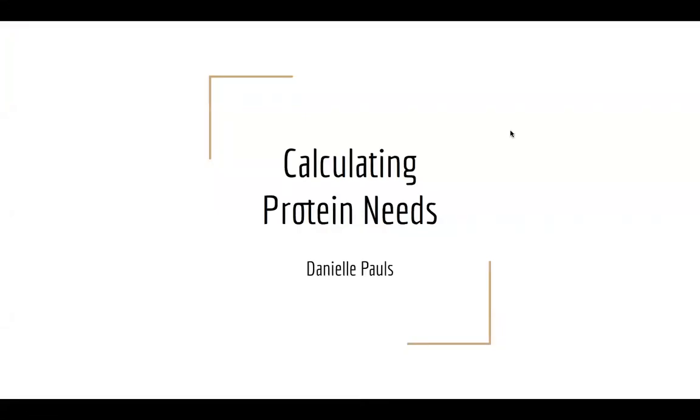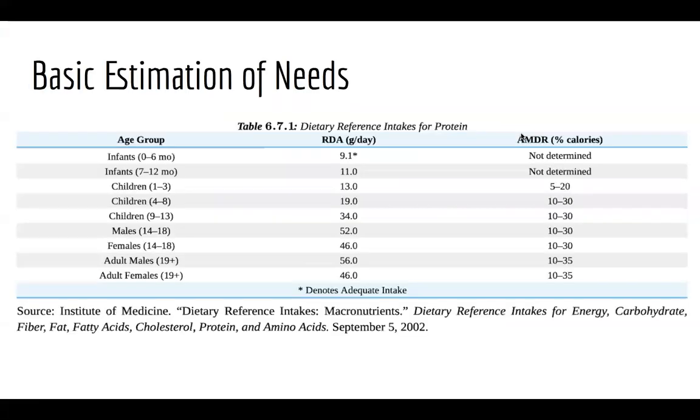In this video, I will be showing students how to calculate personal protein needs. We have dietary reference intakes that have been set for protein. These are based upon a person's age and also, later in life, a person's biological sex. You may notice that the RDA, or the recommended daily allowance, gradually increases over time.